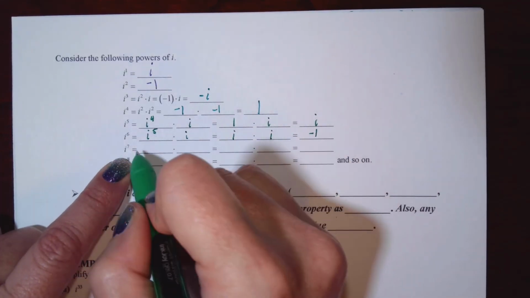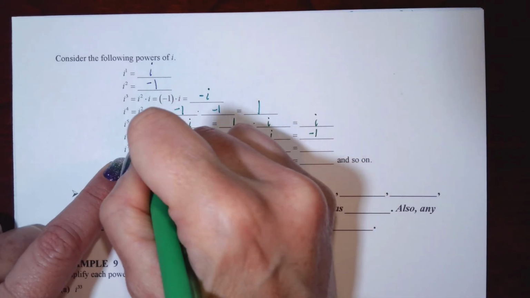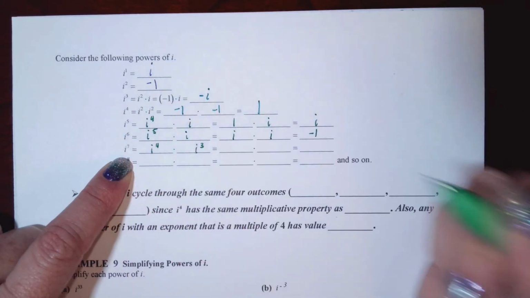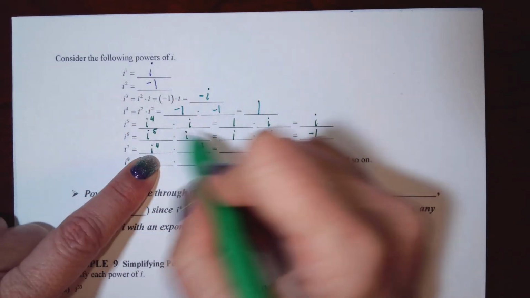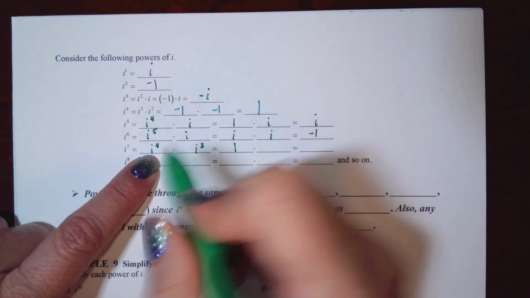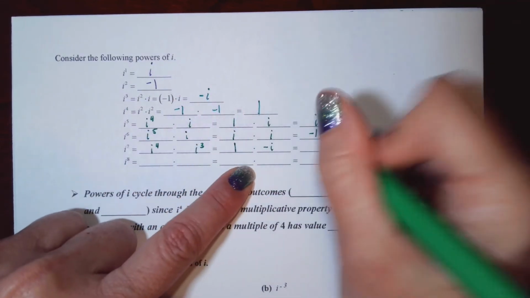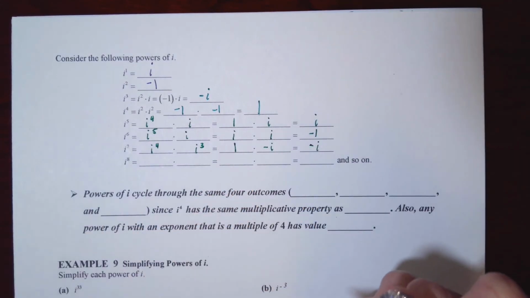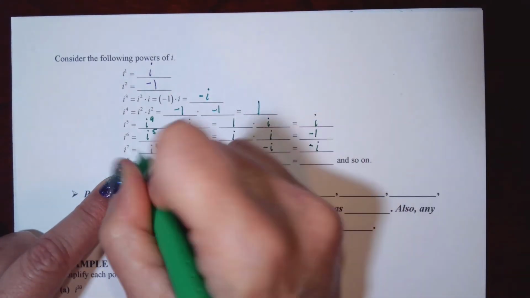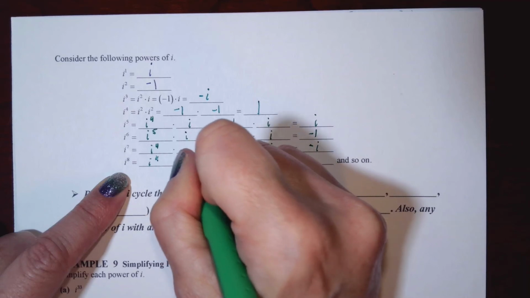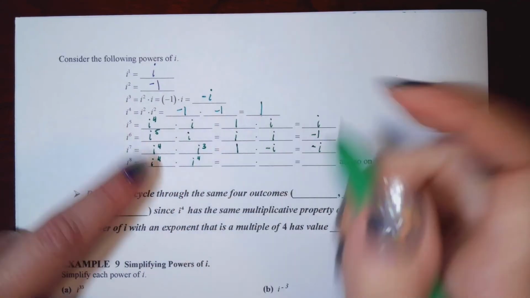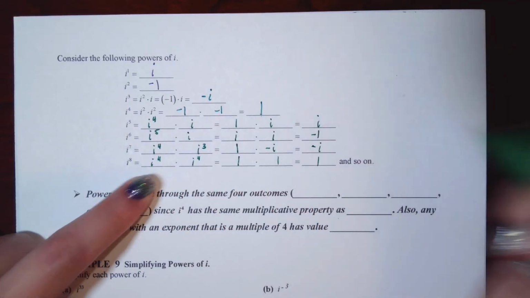I to the seventh, I could go I to the sixth times I, or I could do I to the fourth and I cubed. I to the fourth was 1. I cubed was negative I. 1 times negative I is negative I. I to the eighth would be, let's do I to the fourth times I to the fourth, because I to the fourth is 1. That's easy. 1 times 1 is 1.